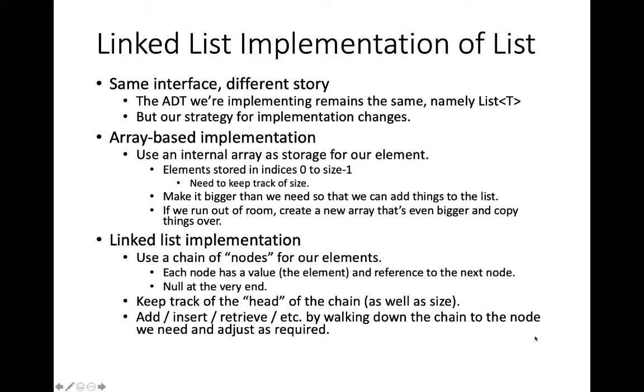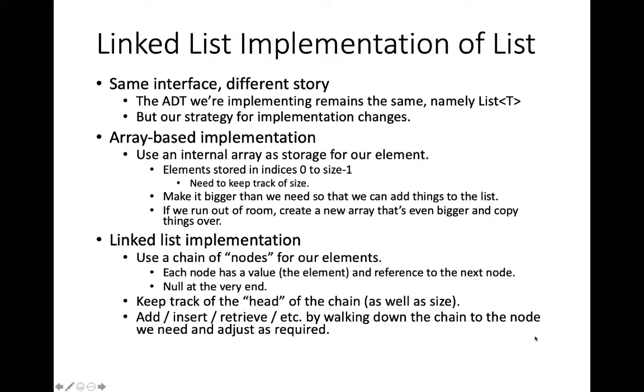We use an internal array to store our elements. We keep track of the size of the list, and we use the first size elements of our array in order to store it. We make it bigger than we need at first, but then as we add things to the list and we run out of storage, we double the size of the array, copy it, and replace our internal storage. So the person using our list doesn't have to know any of this is going on. They just use the list, and inside, as we add things, our array gets bigger as necessary.